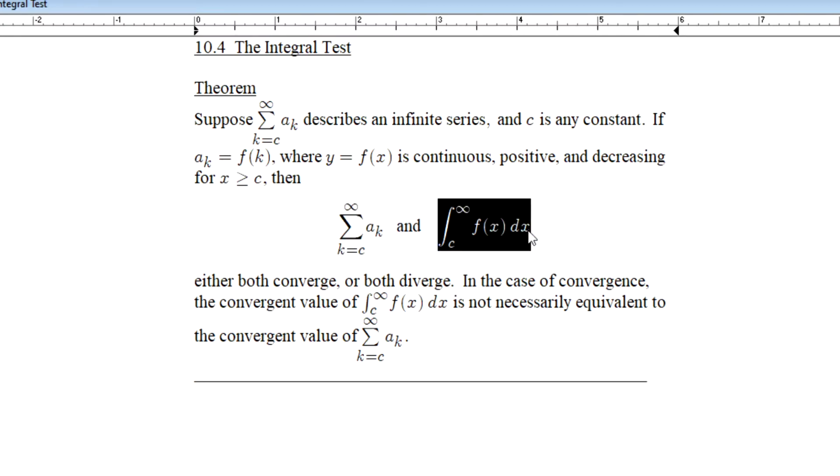If you recall, back at the end of chapter 8, we looked at improper integrals, and there are two types of results we could have for a case of an improper integral.